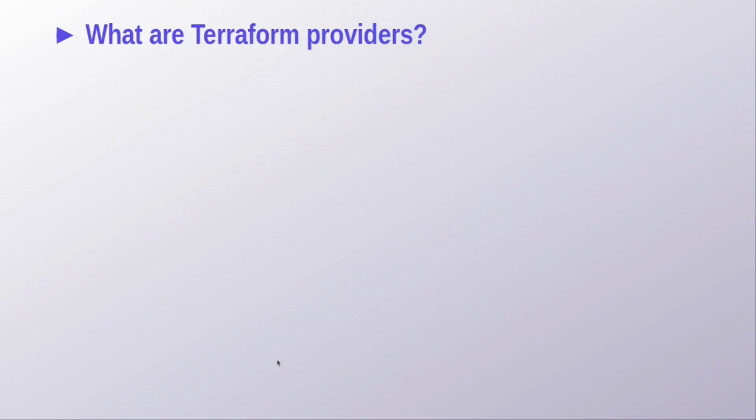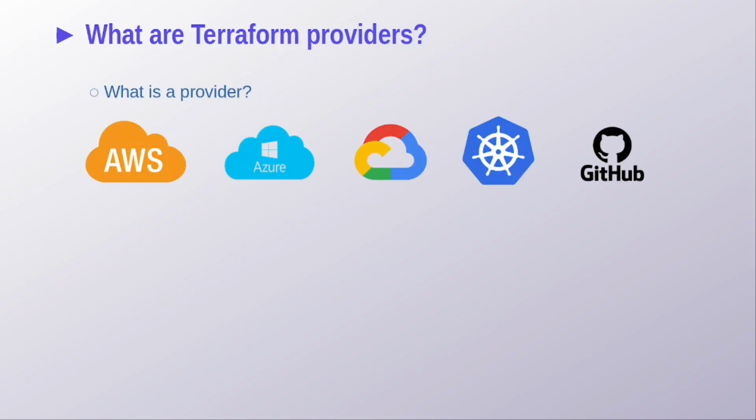Terraform provider. What is a provider? A provider is the bridge between Terraform and an external system. Examples: AWS, Azure, Google Cloud Platform, Kubernetes, GitHub. Terraform itself creates nothing. Terraform only sends API requests. A provider is a Terraform driver. Without a provider, Terraform cannot talk to the world.